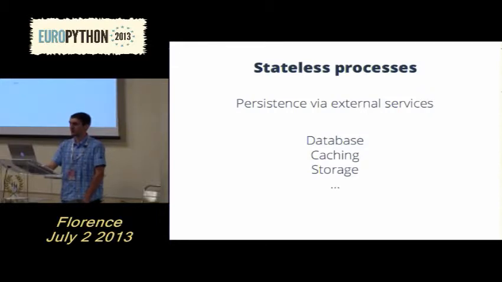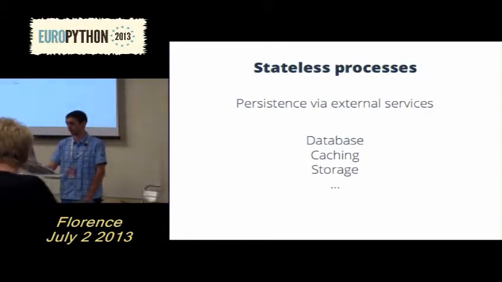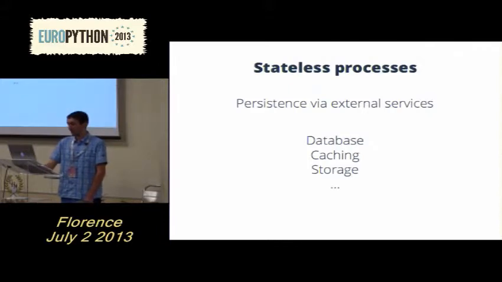Web processes should be stateless, and persistence must be done via external services. So obviously the database is external to the web process. So is caching, but storage as well. Like when you run a single machine, it's very easy to store on the local file system. But then when you grow and go multiple machines, then you have syncing problems between the different hosts. So storage also must be abstracted as an external service.